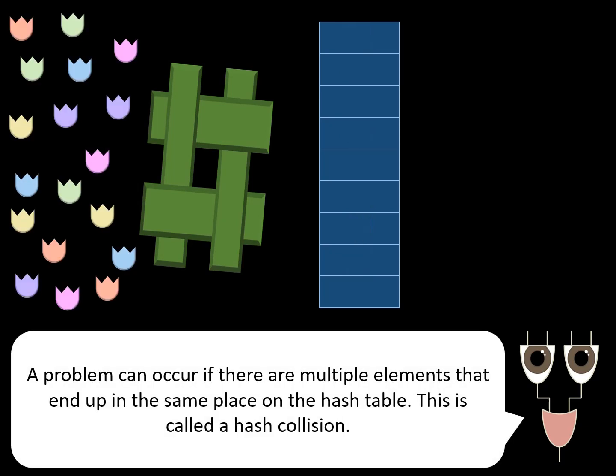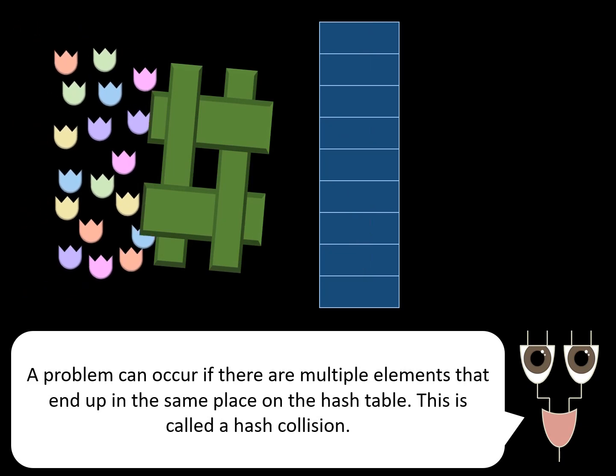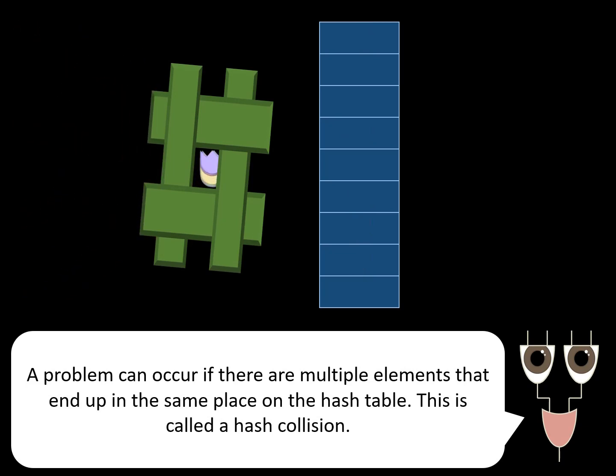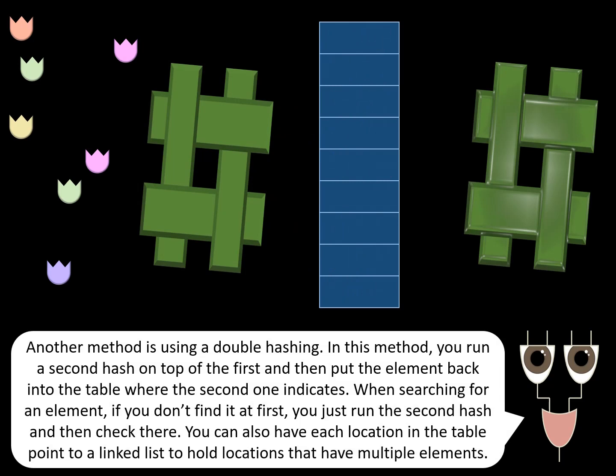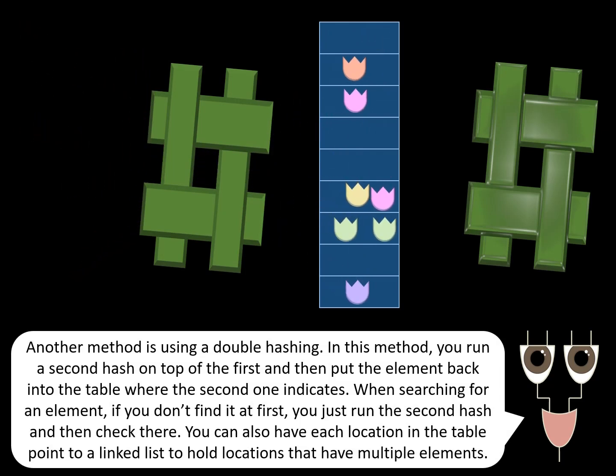A problem can occur if there are multiple elements that end up in the same place on the hash table. This is called a hash collision. Another method is using double hashing. In this method, you run a second hash on top of the first, and then put the element back into the table where the second one indicates. When searching for an element, if you don't find it at first, you just run the second hash, and then check there. You can also have each location in the table point to the linked list that holds locations that have multiple elements.